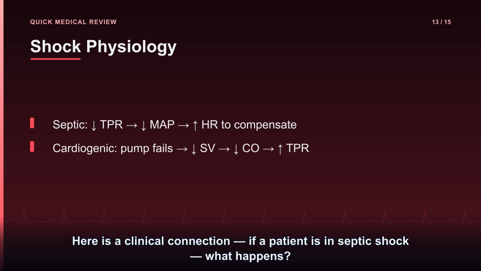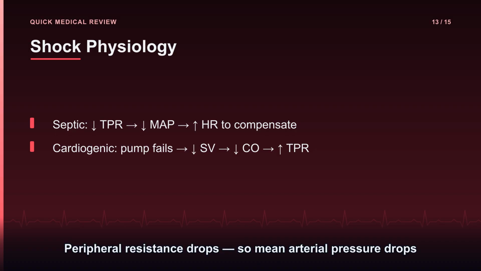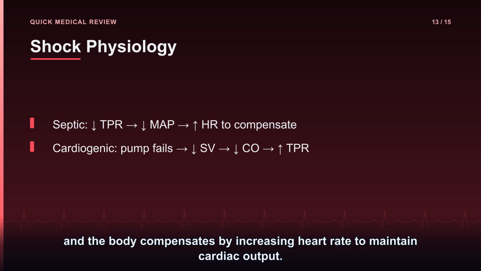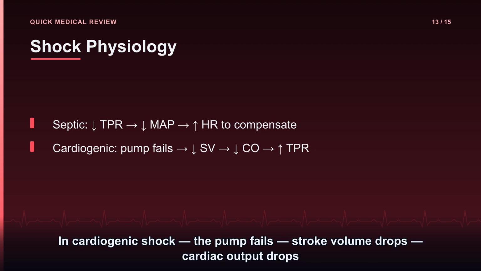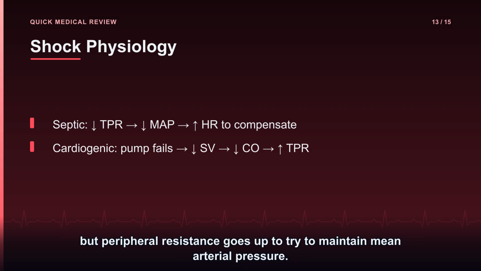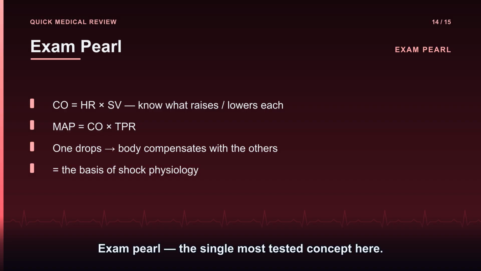Here is a clinical connection. If a patient is in septic shock, what happens? Peripheral resistance drops, so mean arterial pressure drops, and the body compensates by increasing heart rate to maintain cardiac output. In cardiogenic shock, the pump fails, stroke volume drops, cardiac output drops, but peripheral resistance goes up to try to maintain mean arterial pressure. Example, the single most tested concept here.